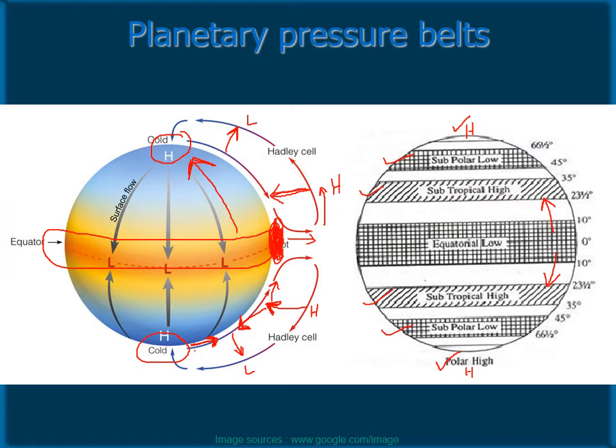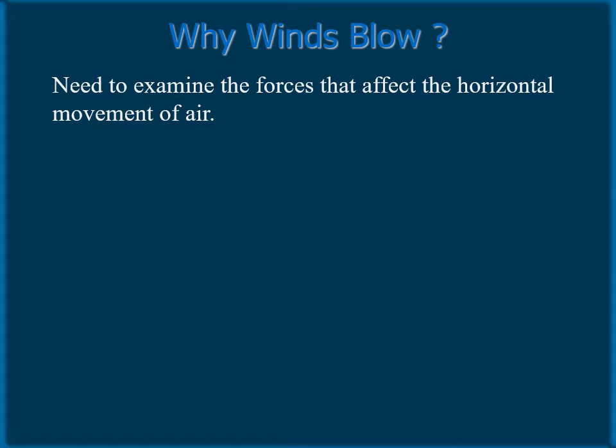Now the question comes, why do winds blow? This needs an examination of the forces that affect it. I already mentioned that the horizontal movement of atmospheric gas molecules is known as wind. So what are the forces, what are the factors that affect this movement of air? Because in the previous slides we said that the wind movement occurs across latitudes from high pressure region to low pressure region. So what are the forces which govern, which drive this wind movement?